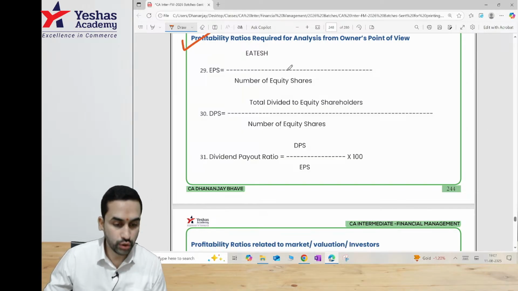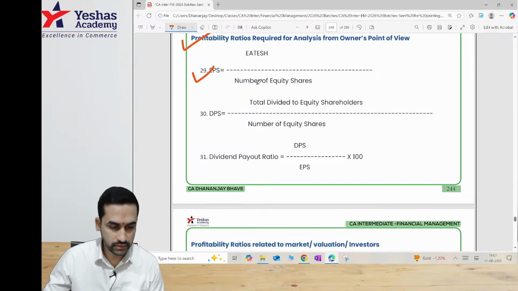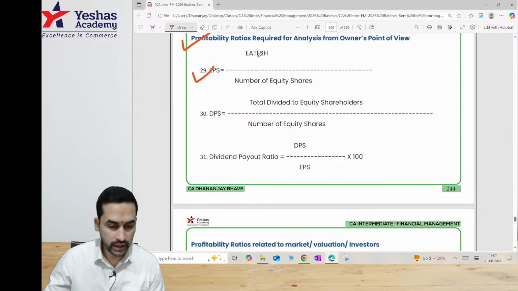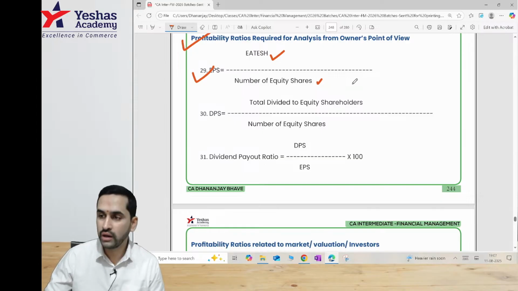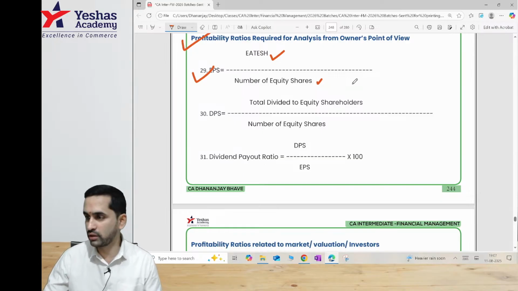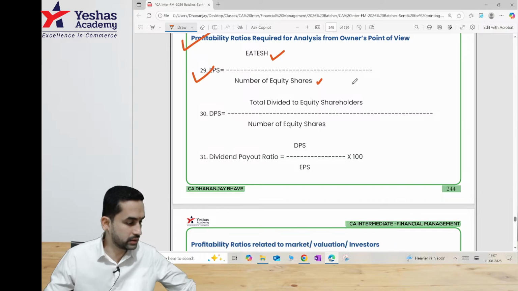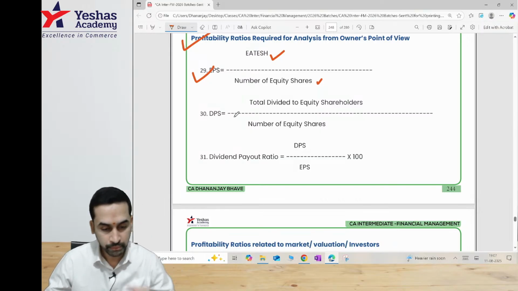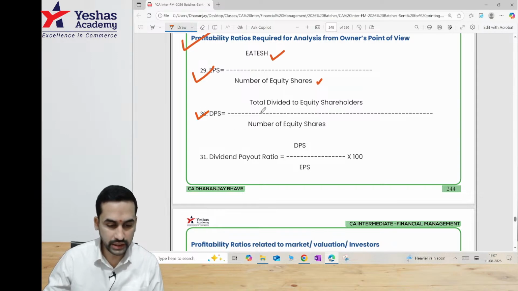Okay. So the most common formula that most of you know very well, EPS is earning per share, which is earning available to equity shareholders divided by number of equity shares, the simplest formula. And we have done a lot of questions on computation of EPS. I don't think this will require my further explanation.